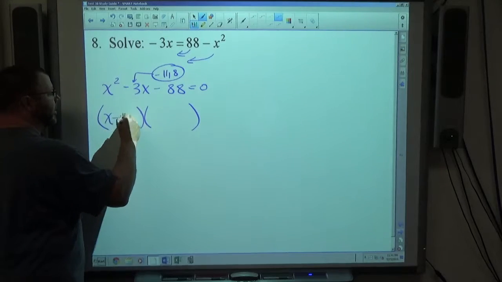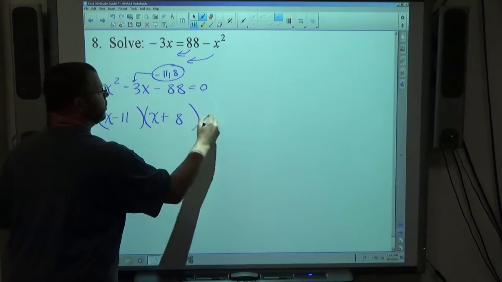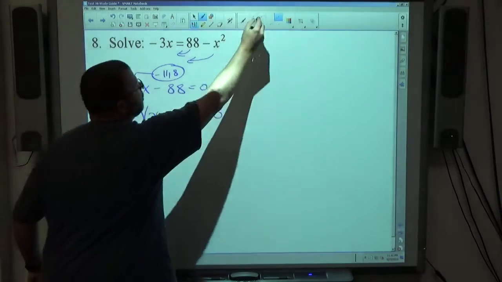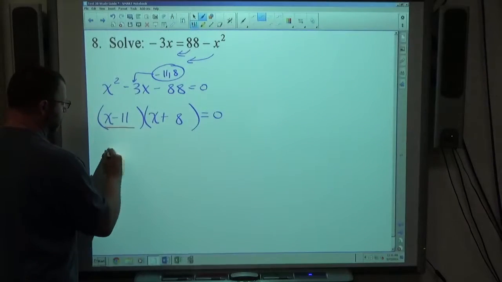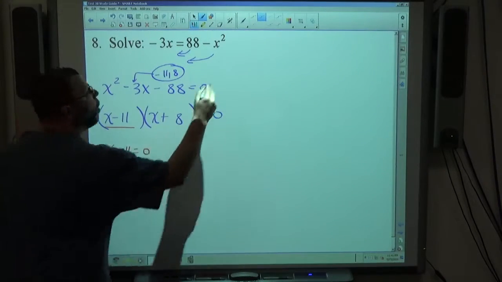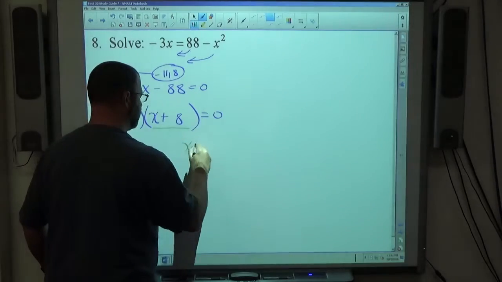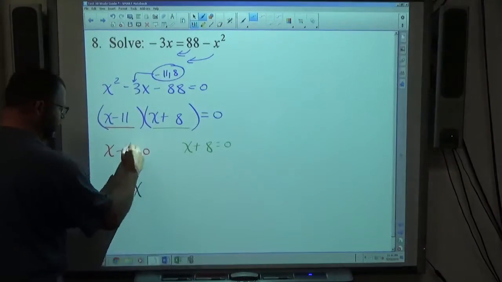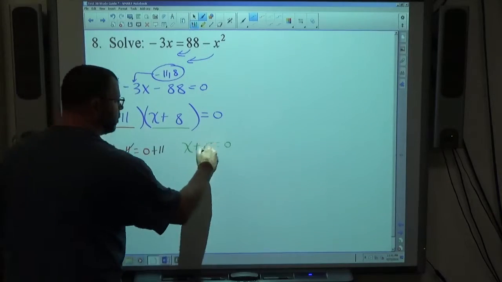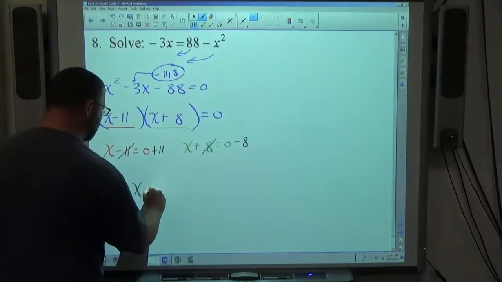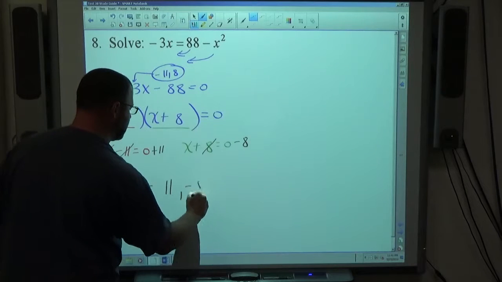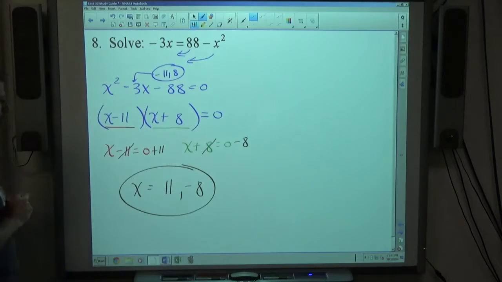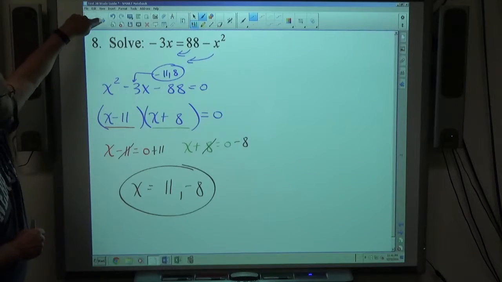So x minus 11 times x plus 8 is equal to 0. And once you get factored form equal to 0, then either factor 1 equals 0 or factor 2 equals 0. And those allow us to get the two answers we're looking for. So this one, I move the 11 over and change the sign. Move the 8 over and change the sign. 0 plus 11 equals 11. 0 minus 8 is equal to negative 8. And those are my two solutions. So factoring works well on that one.